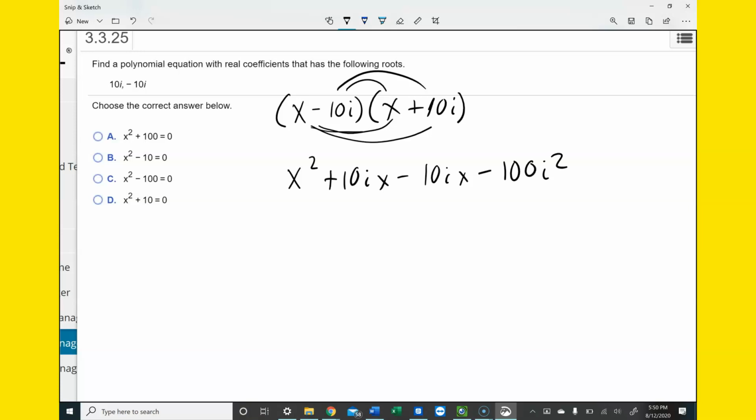And what happens to the 10ix and minus 10ix? They cancel. Also remember that i squared is -1. I think we went over that in class, but i squared is -1. So if i squared is really -1, then -100i squared is really -100 times -1. So that's really just plus 100. So that polynomial is just x squared plus 100.